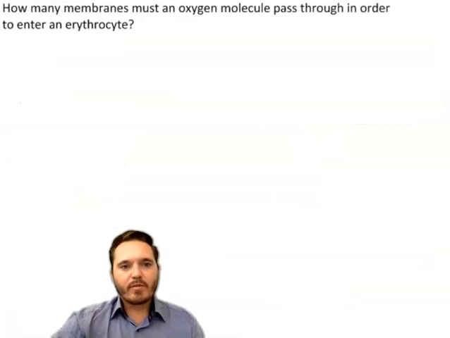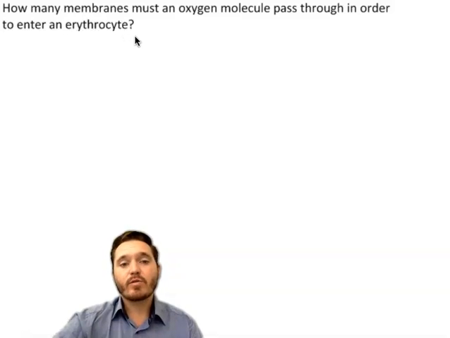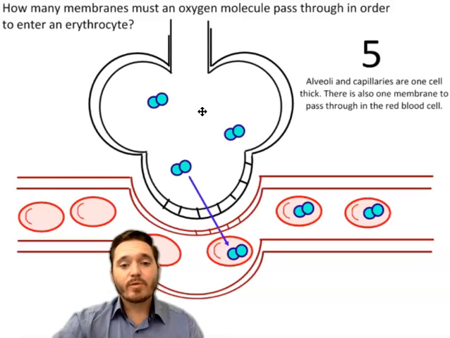Take a second to think about how many membranes must an oxygen molecule pass through in order to enter an erythrocyte or a red blood cell. You can pause here. The answer would be 5. And the reason being is if this is an oxygen molecule, it has to pass through one side. These are cells, right, lining the alveoli, one cell thick.